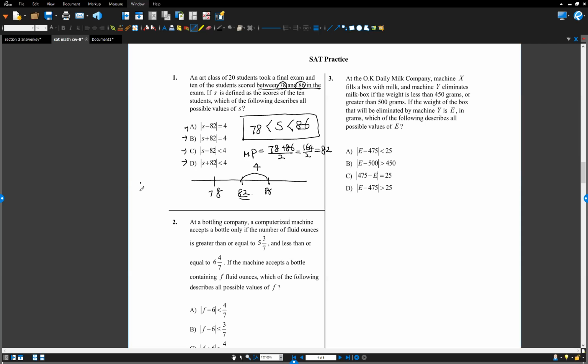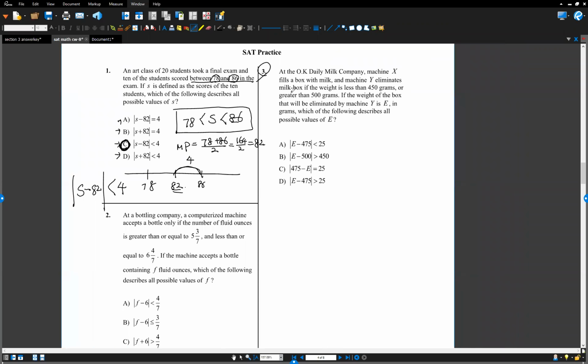Okay, so S minus the midpoint 82, that is what? Inside, between two numbers, inside means less than, and their distance is 4. That's the answer. So which is equal to this one? Choice C is the answer. Okay? Another one is what was on SAT questions. A little different, but almost the same.